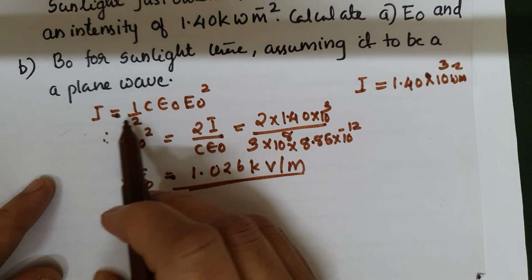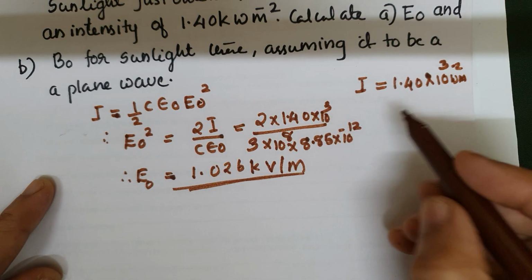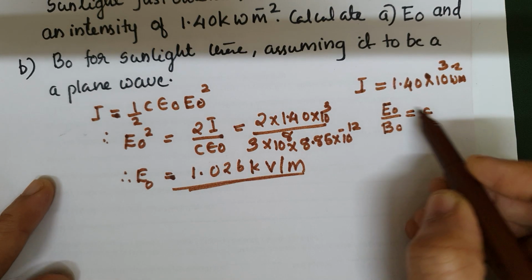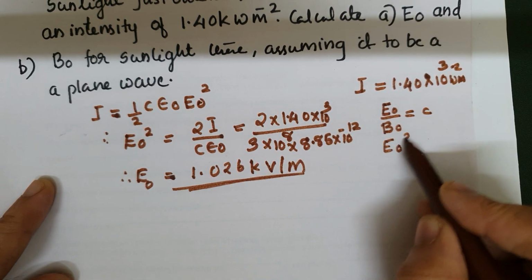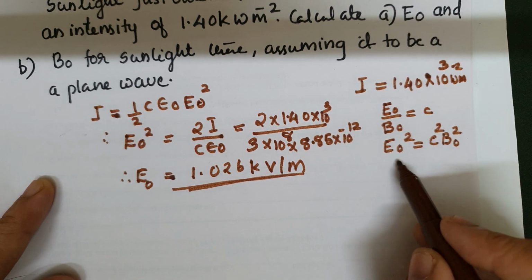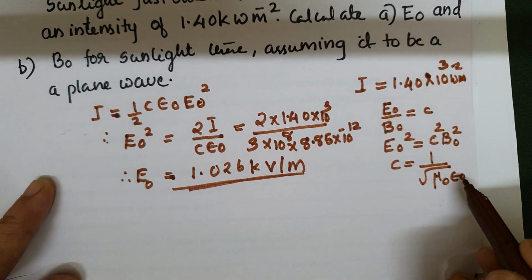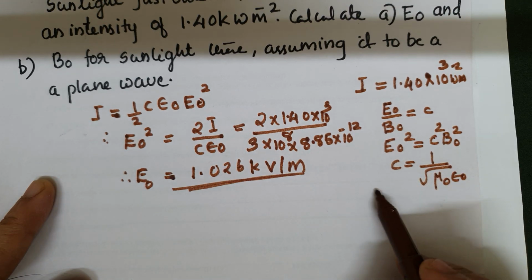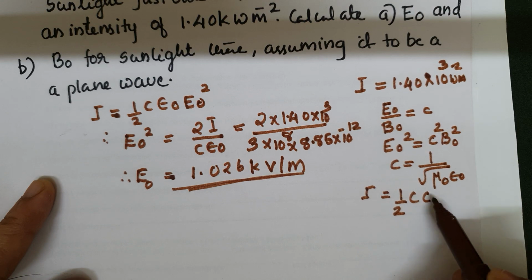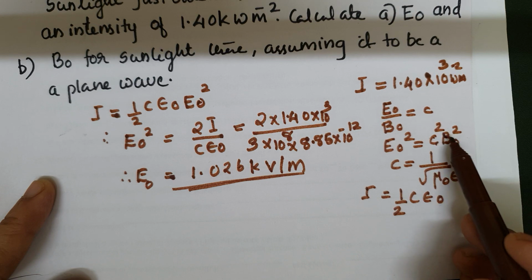In this equation also, intensity I is equal to half c epsilon 0 E0 square. But E and B are related. E0 by B0 is equal to c. Therefore, E0 square is equal to c square B0 square. But we know that c is equal to 1 by root of mu 0 epsilon 0. Substituting these values into this equation, that is I is equal to half c epsilon 0 E0 square, with c square B0 square instead of E0 square.